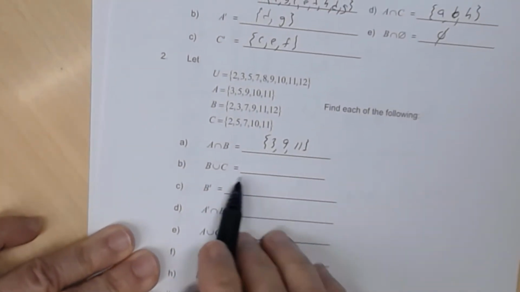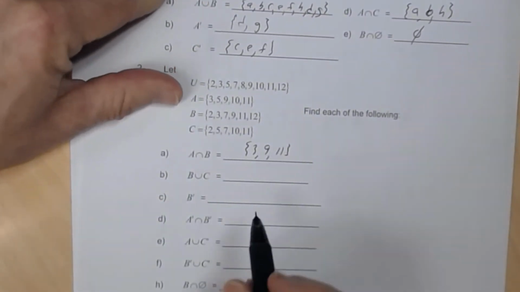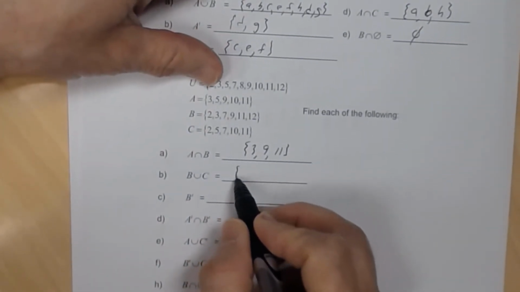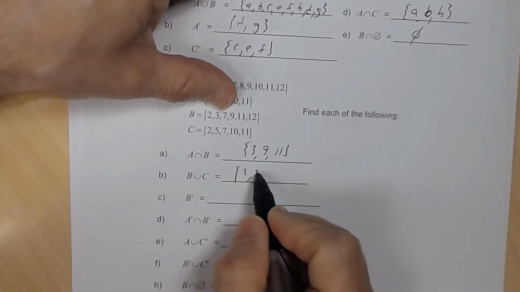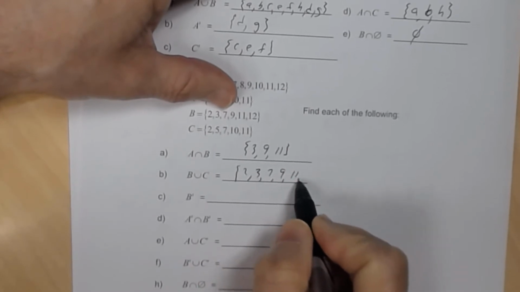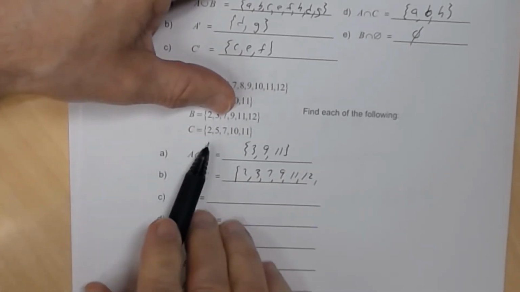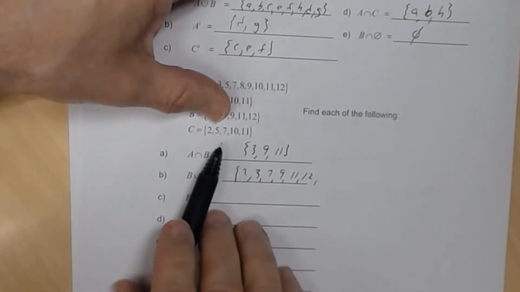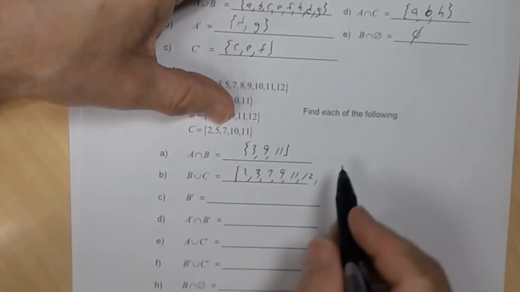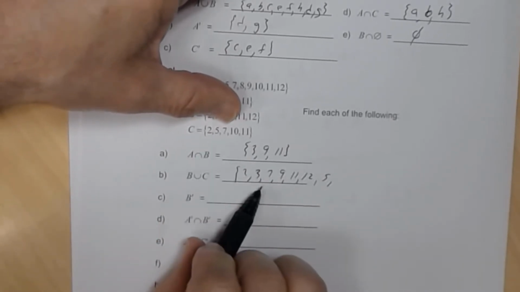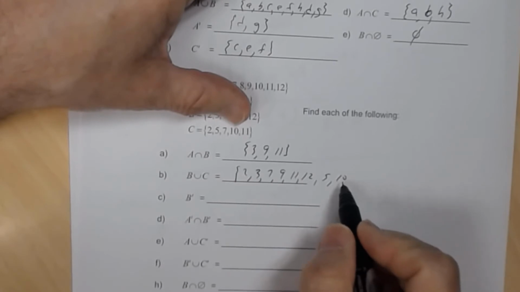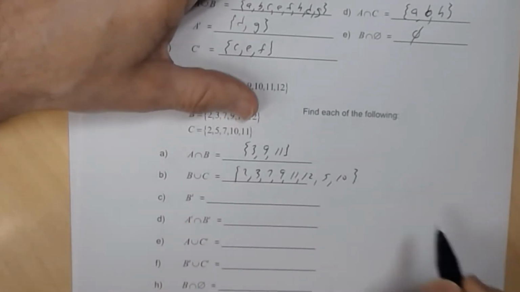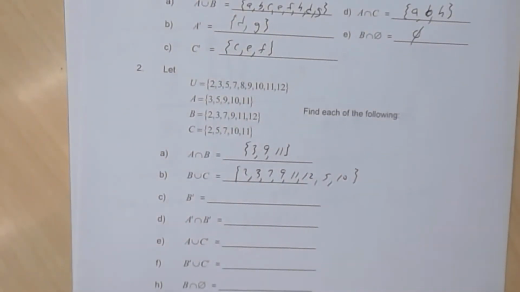The union's easy. You list every element you see. So B is going to be 2, 3, 7, 9, 11, 12. All right, let's look at C. C is 2, I already have it listed. 5, I don't have listed, so I need to list it. 7, I have listed. 10, I don't. 11, I do. So there's your set. All right, so the union's easy.